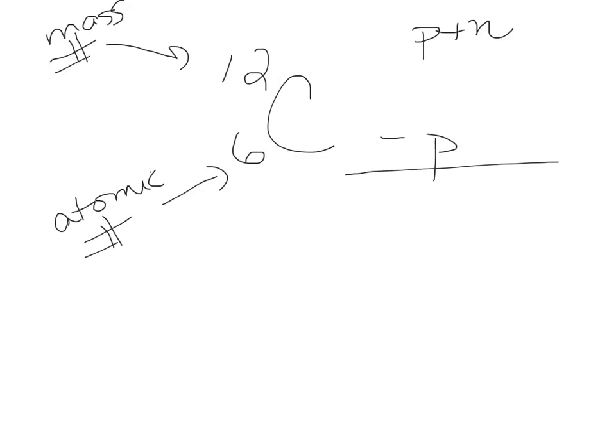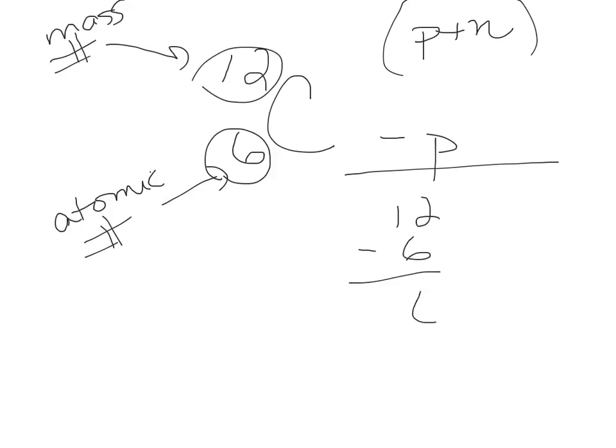So if I were to ask you to find the number of neutrons in the isotope carbon-12, you would simply subtract the atomic number from the mass number. So 12 minus 6 is 6. So that would mean there are 6 neutrons in the isotope carbon-12.